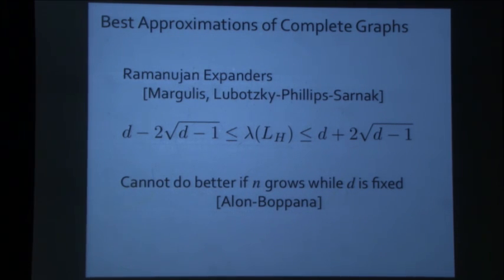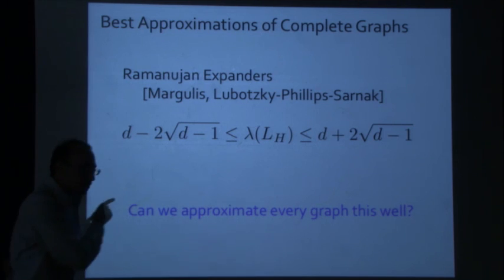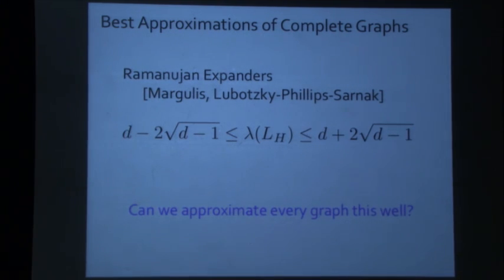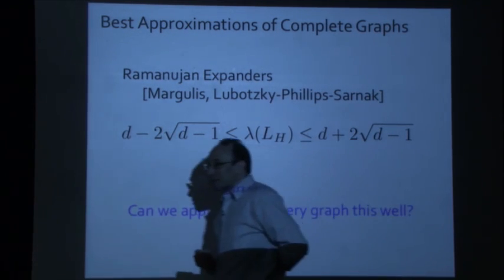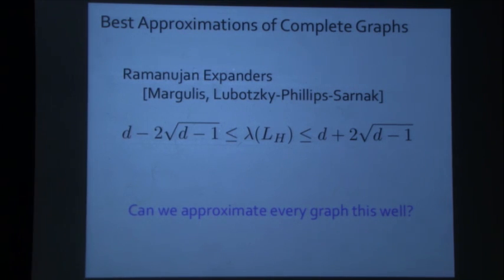OK, so one of the questions we'd like to know is, can we approximate every graph this well? Does every graph have a sparse approximation that is as good as the Ramanujan graphs approximate the complete graphs? I don't know yet, but I will get you within a factor of 2. So that will, at least in terms of the number of edges, get that quality of approximation. And to do better, I do believe you're going to have to use something special about graphs.